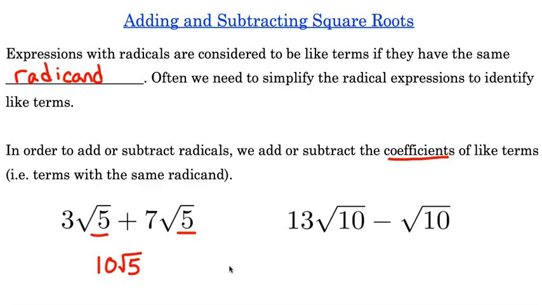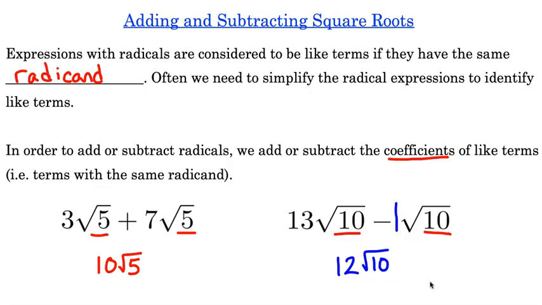Now shifting to the second example, which is a subtraction problem, we have 13 square root of 10 minus the square root of 10. So comparing the radicands, they are the same. They are both 10, meaning we have like terms. Now for the second term here, there is a coefficient of 1, even though it's not written. It may be helpful to write it in. And since we have like terms, we are going to subtract the coefficients here. So 13 minus 1 gives us 12 square root of 10.